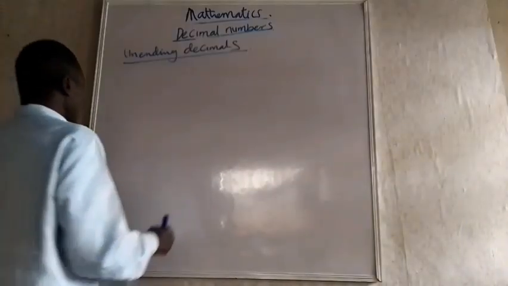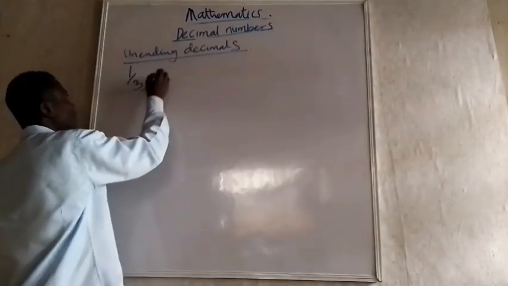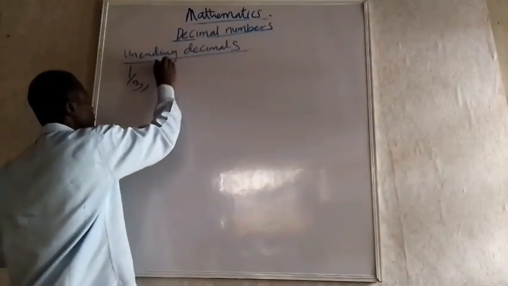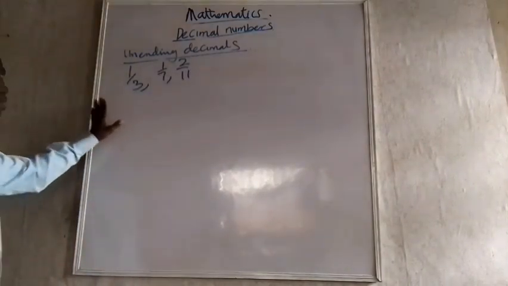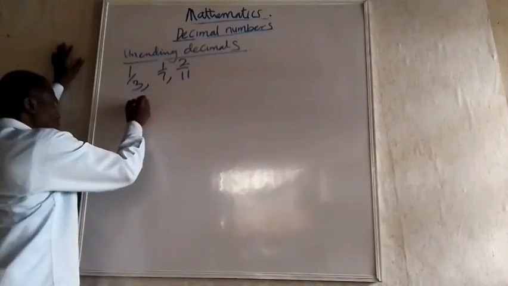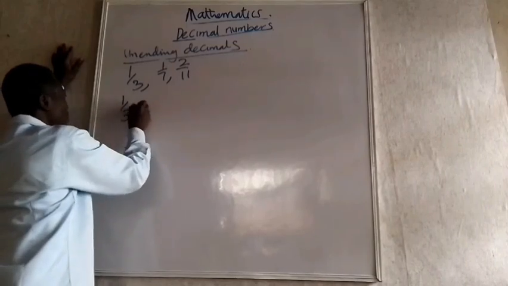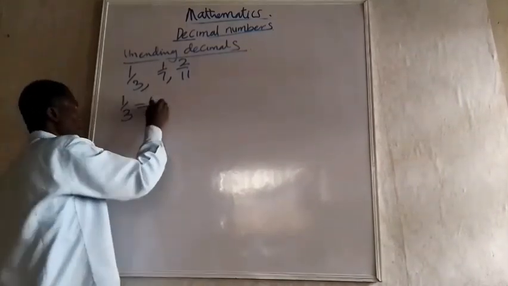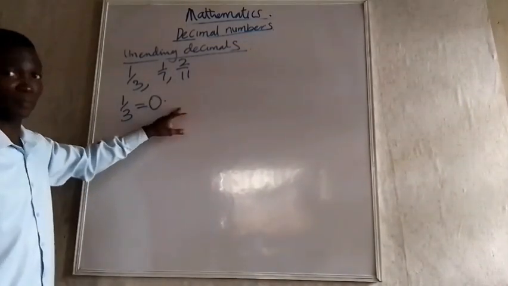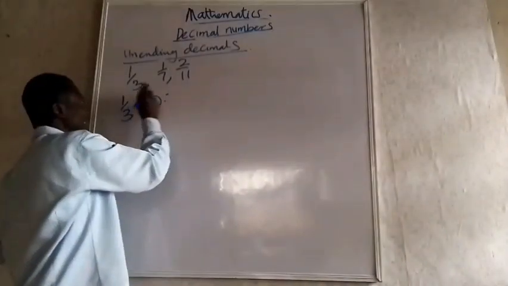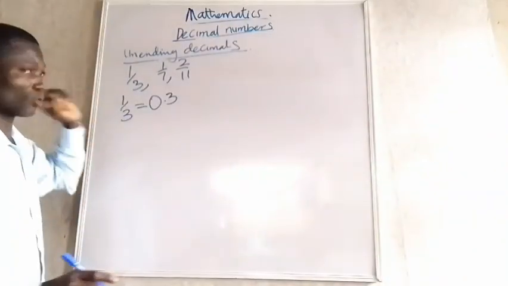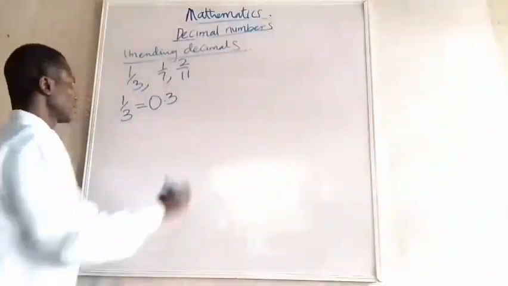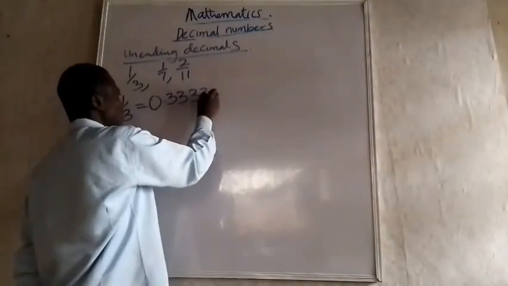Now let's look at these numbers. 1 over 3, 1 over 7, 2 over 11. Let's check these numbers. If I divide this, like I did before, 1 over 3: 3 in 1, 0, point. 3 in 10, 3. 3 times 3 is 9, 9 from 10, 1. Again, I move the 1. By the time I continue, I'm going to have 0.333.